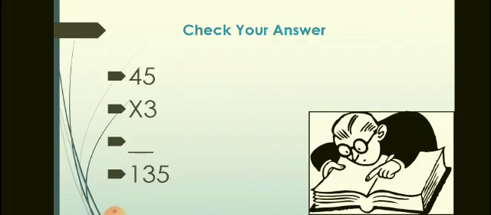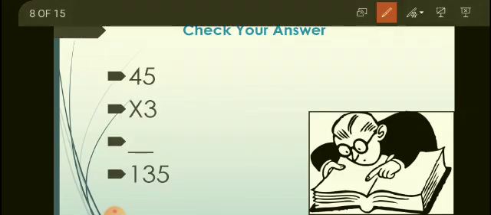How do I check my answer? When the quotient is multiplied with the divisor, it gives the dividend.